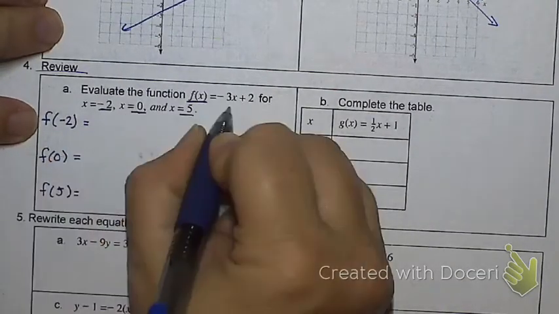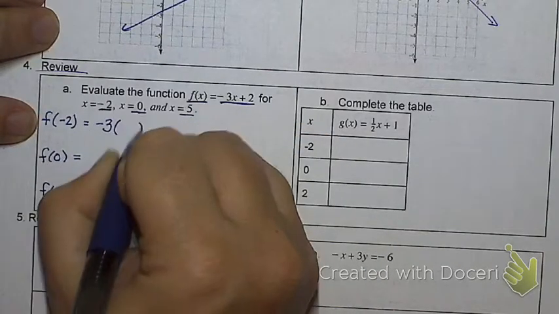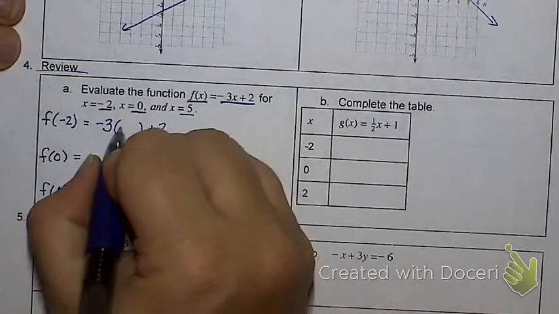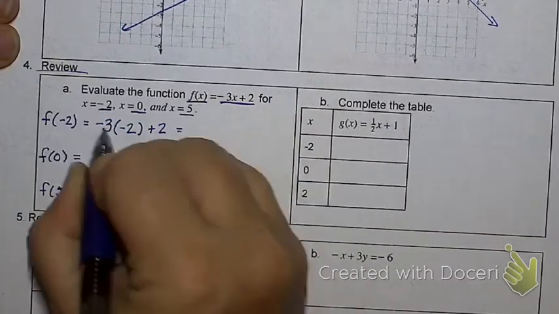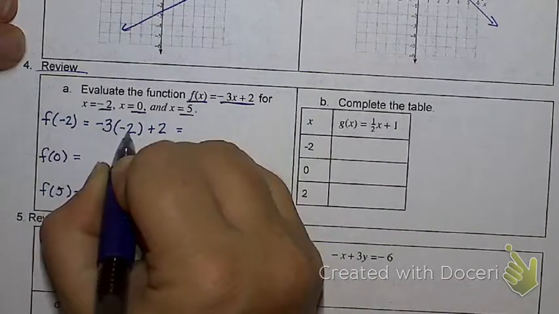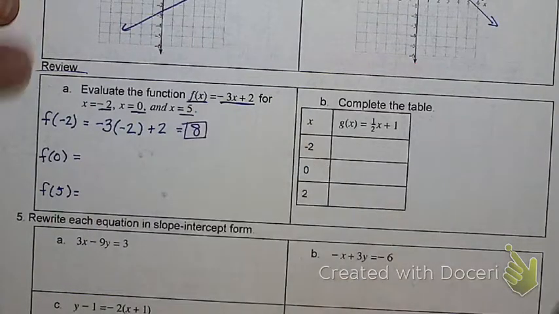So now I'm going to take the equation, negative 3x plus 2. And what did I do with the x? I put parentheses. What do I put in the parentheses? A negative 2. Well, negative 3 times negative 2 is what? Positive 6 plus 2 is, so f of negative 2 is 8.